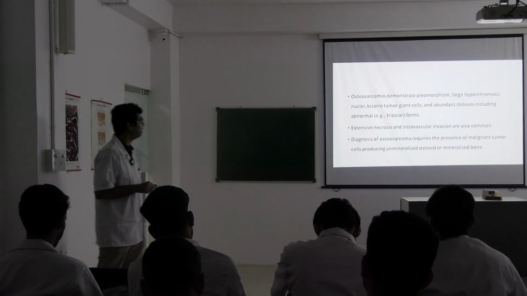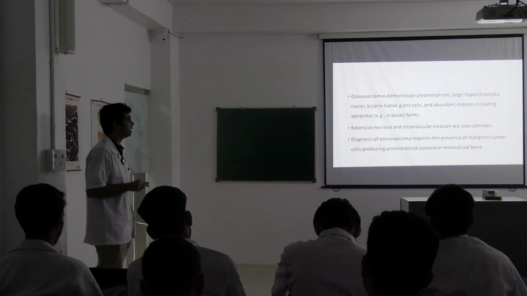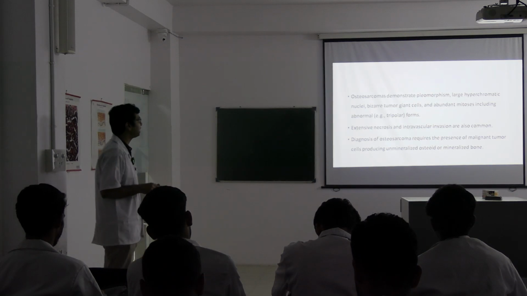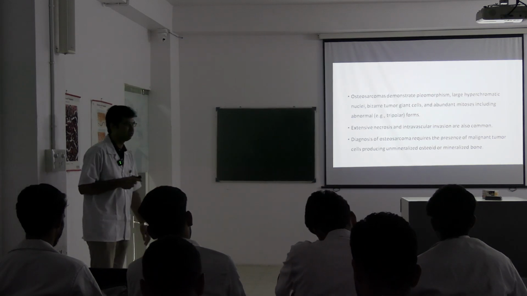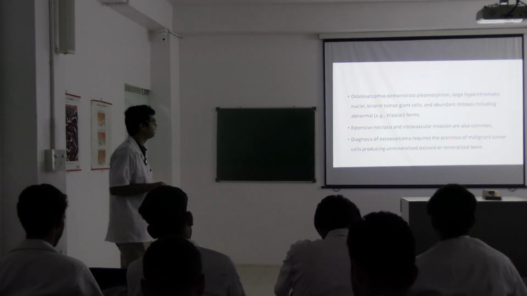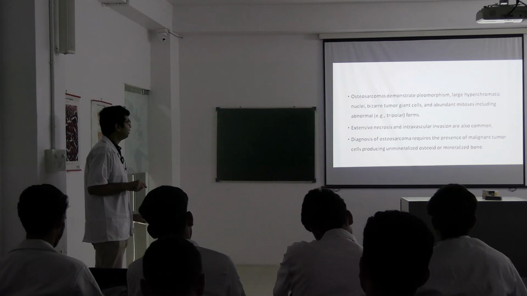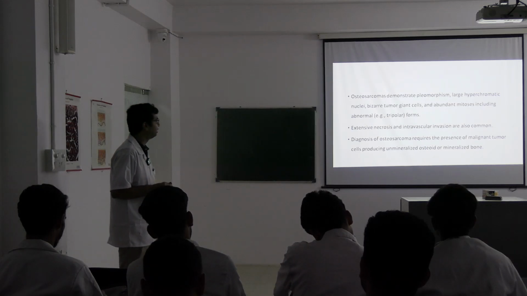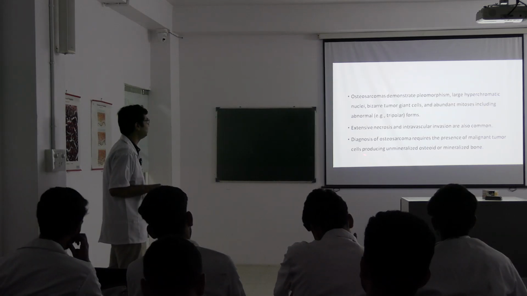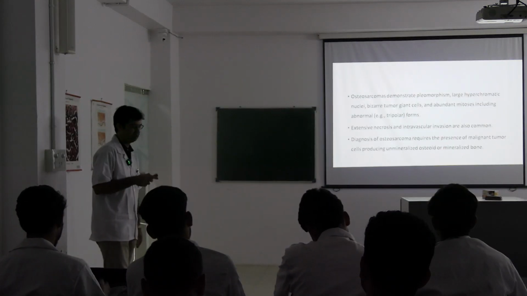Osteosarcoma demonstrates pleomorphism, large hyperchromatic nuclei, bizarre tumor giant cells, and abundant mitoses including abnormal forms. Extensive necrosis and intravascular invasion are also common. Diagnosis of osteosarcoma requires the presence of malignant tumor cells producing unmineralized osteoid or mineralized bone.